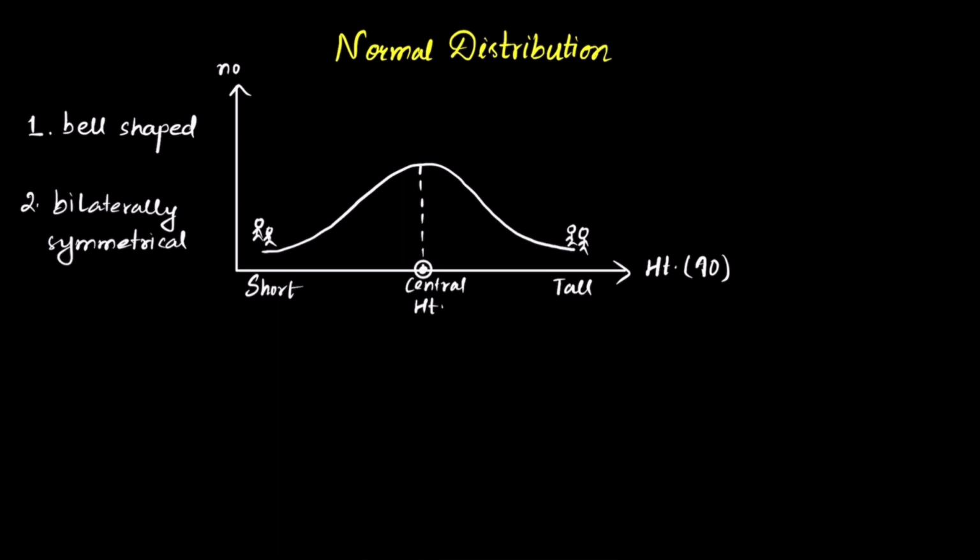So there are few people that lie at the two extreme positions, but the majority of the people lie around the central position. That is, the frequency is small at the two extremities, and the frequency is high around the central position. So there are a few people that have height less than central height, and there are people that have height more than central height. The number of people that have height less than central height is equal to the number of people that have height more than central height. That is how the graph is bilaterally symmetrical, or divided into two equal halves when a perpendicular line is drawn through it.